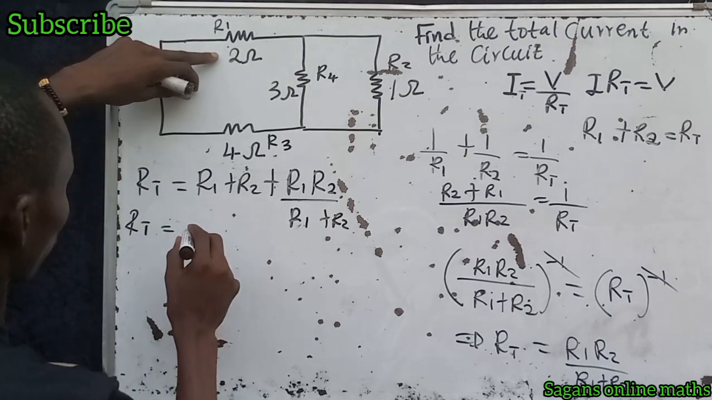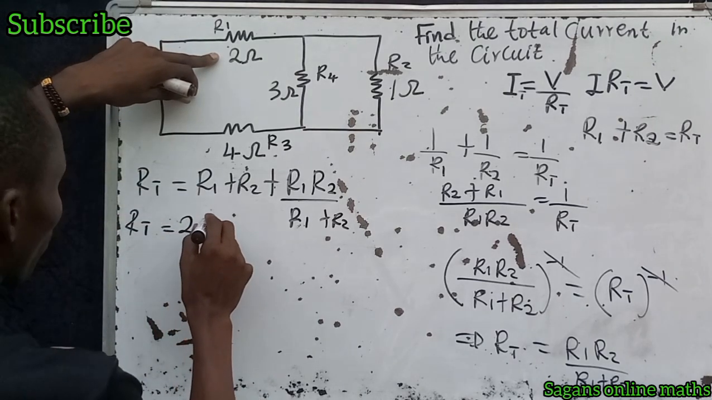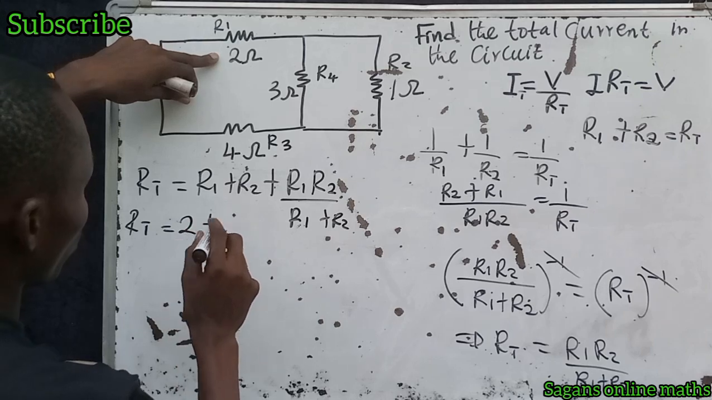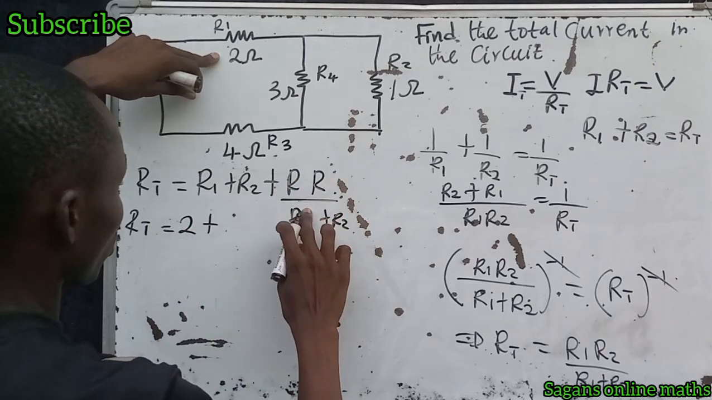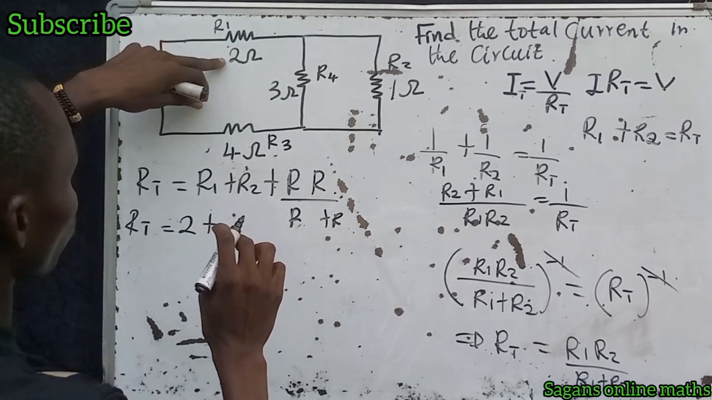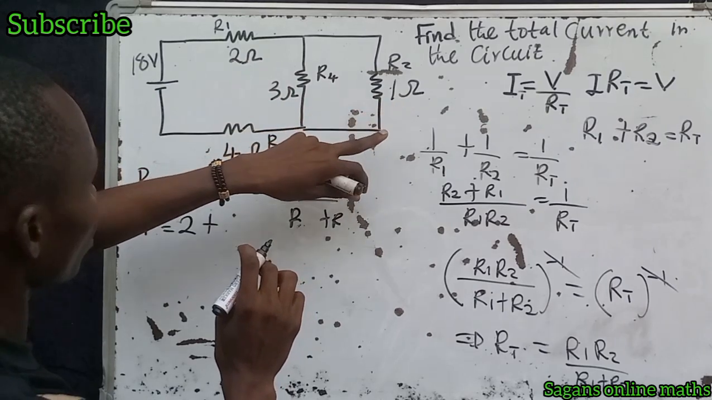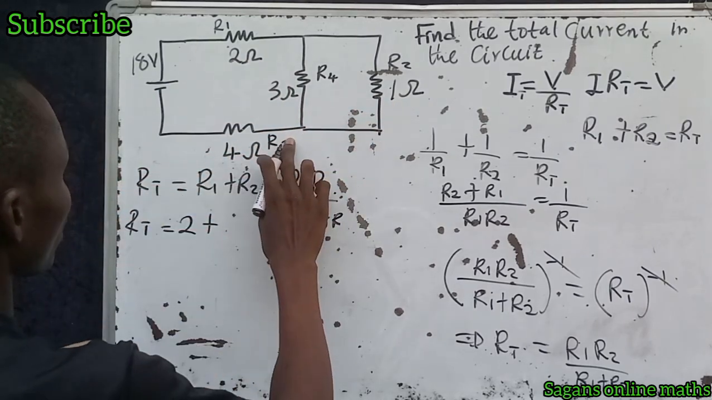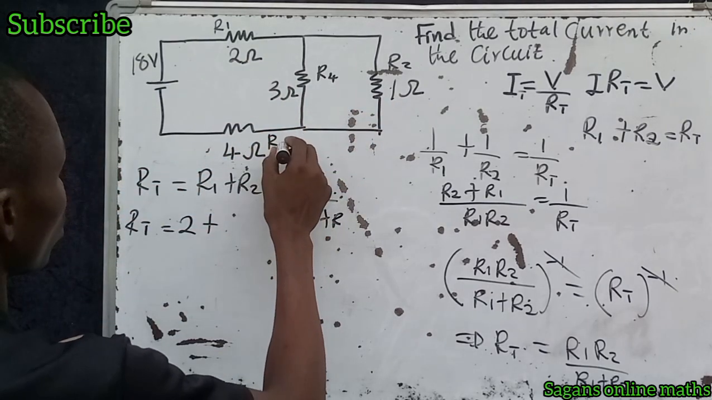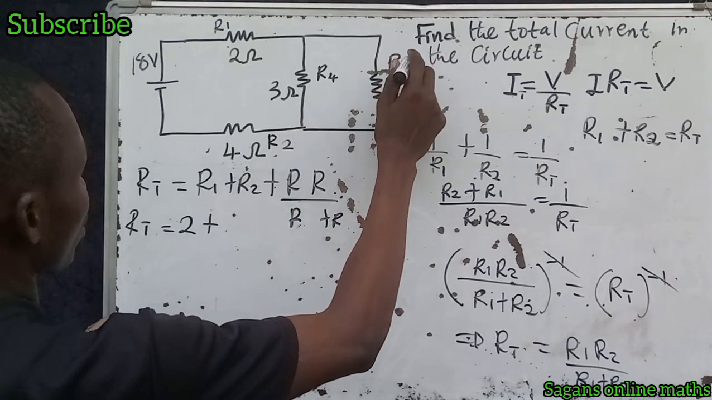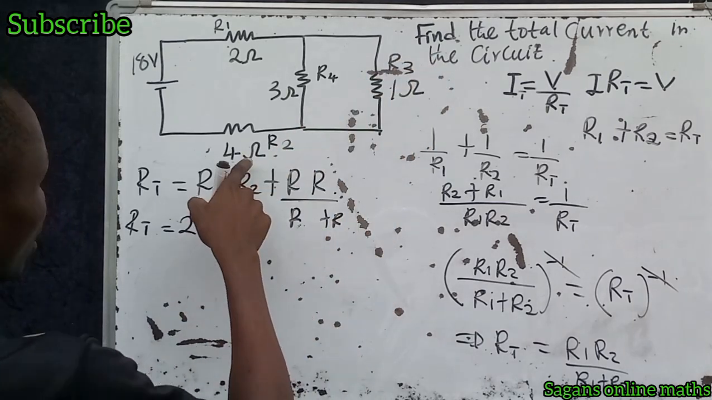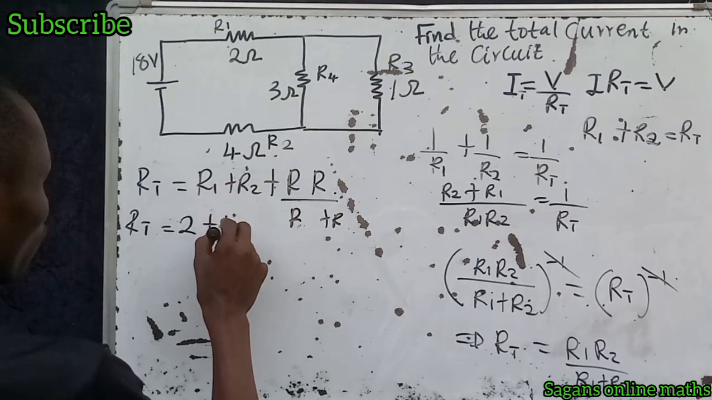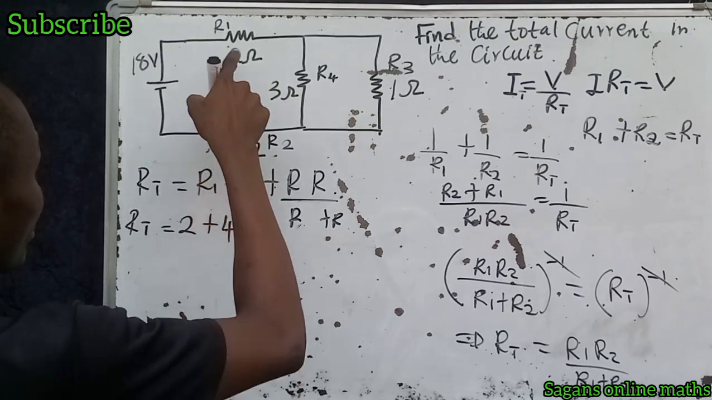Now we can say R1 is 2. So we can say 2 plus. Now let's label this again to know what we are doing. 2 plus. Let's use this as R2 and use this as R3. So R2 is what? R2 is 4, because they are in series, right? You can see they are in series.